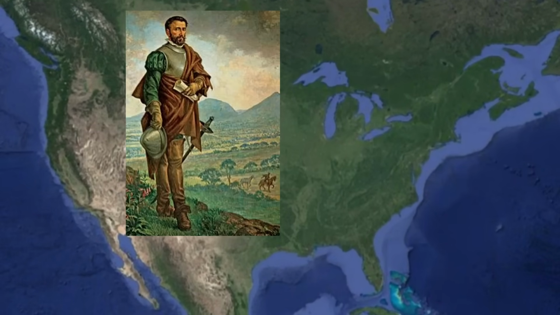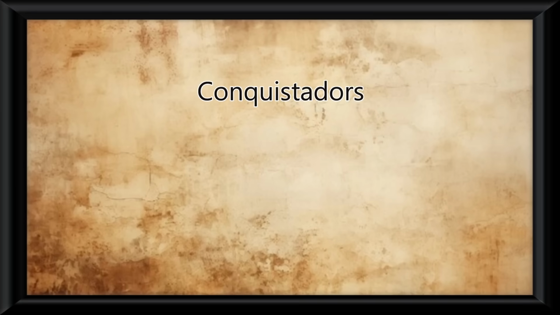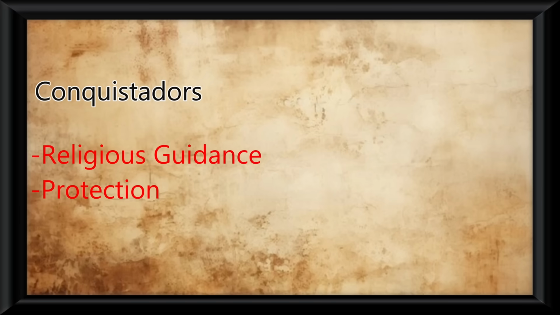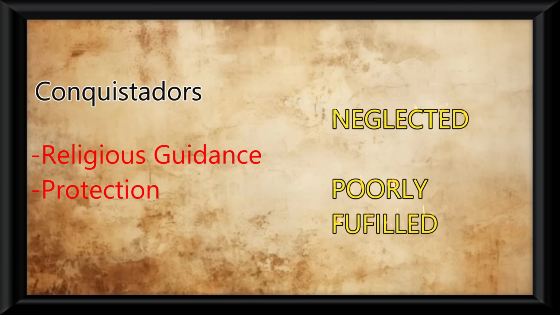This was a system where Spanish conquistadors were granted the right to extract labor from the indigenous people living in a particular area. In return, the conquistadors were to provide the natives in this area with religious Christian guidance and take care of their welfare. However, in practice, these obligations were often neglected and poorly fulfilled. This enslaving of the natives wouldn't end up working though, for two reasons.